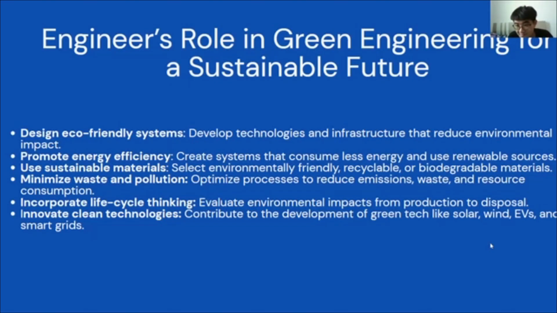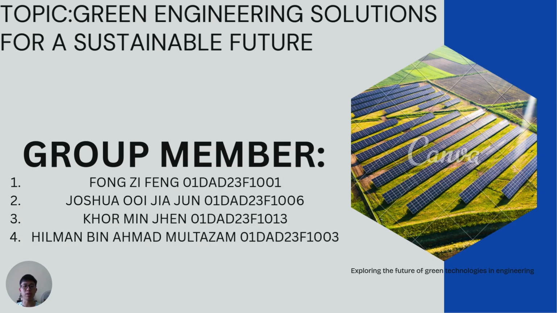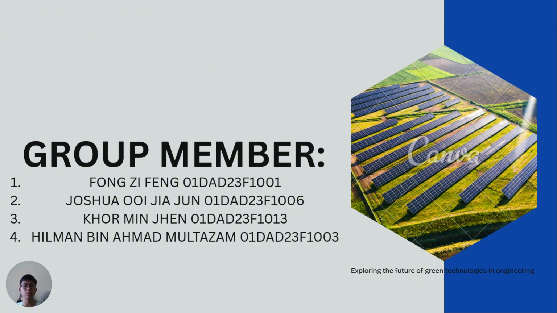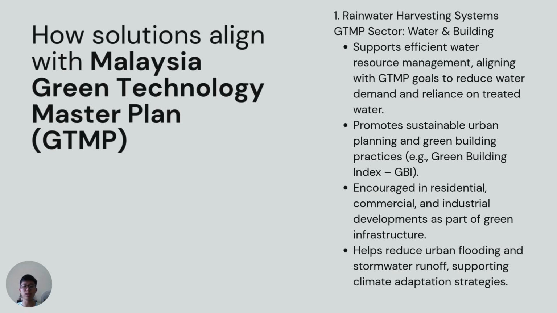Thank you. Today, regarding the topic of green engineering solutions for a sustainable future, I'll be presenting how these solutions align with Malaysia's Green Technology Master Plan (GTMP). First of all, the Rainwater Harvesting Systems, under the GTMP section of water and building. It supports efficient water resources management, aligning with GTMP goals to reduce water demand and reliance on treated water.